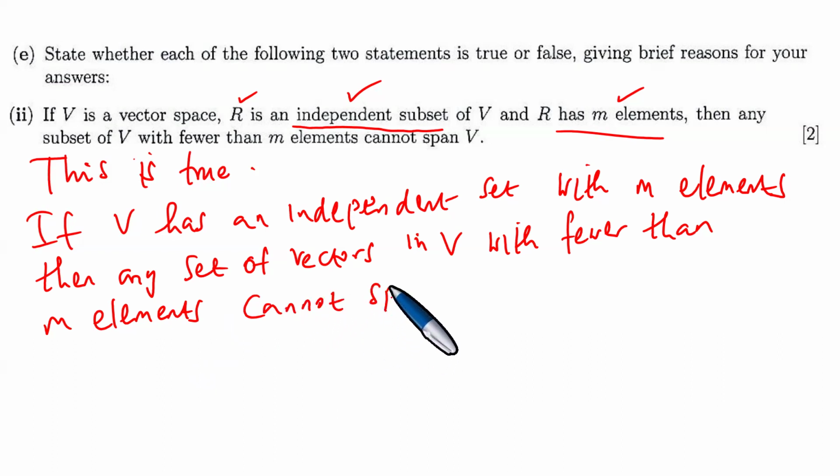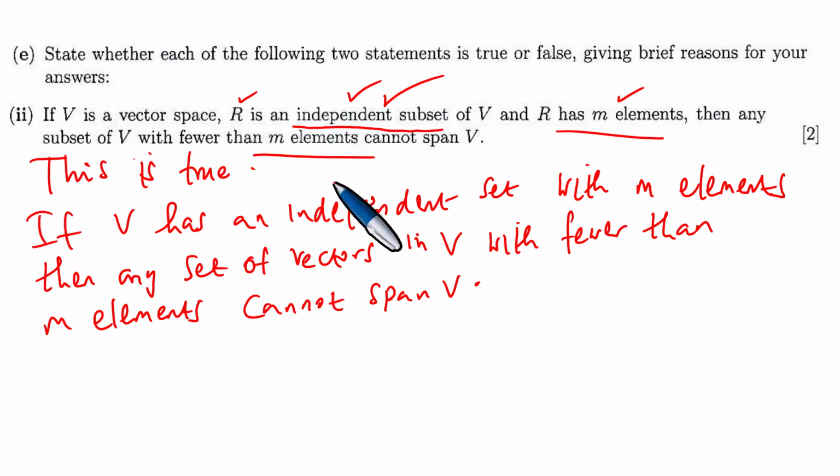It is based on the fact that if you have a linearly independent set, then you can't have fewer elements than there are in the linearly independent set. And it's enough to say that. But now we're saying here, this obviously is true. If V has an independent set with M elements, then any set of vectors in V with fewer than M elements cannot span V. It's exactly that.